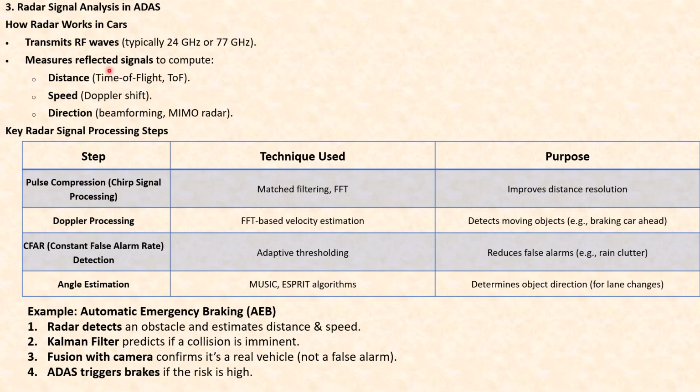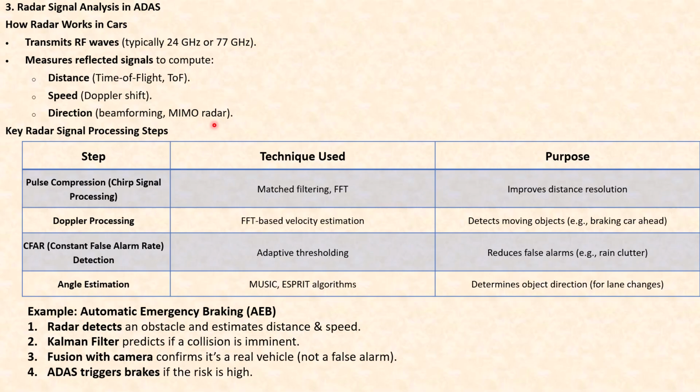Next comes measuring the reflected signals to compute. Okay, this measures the reflected signals to compute, that is, and what does it measure? It measures the distance, it measures the speed, it measures the direction. And how does it measure the distance? Based on the time of flight. And how does it measure the speed? Based on the Doppler effect. And how does it measure the direction? Beam forming or MIMO radar.